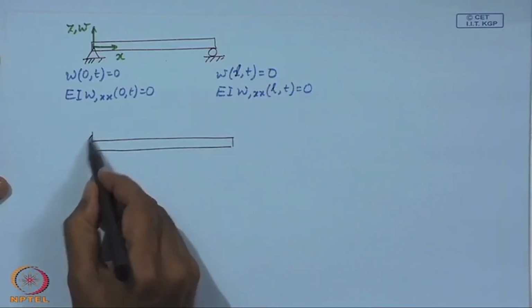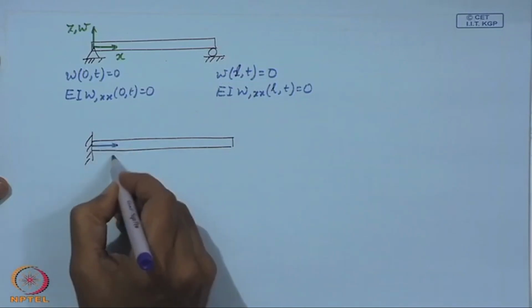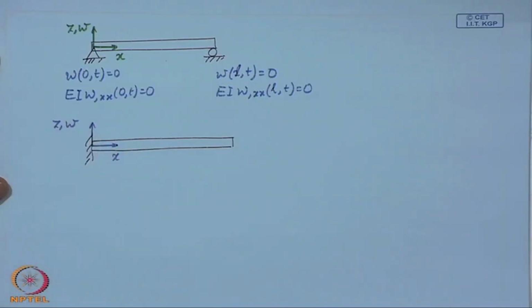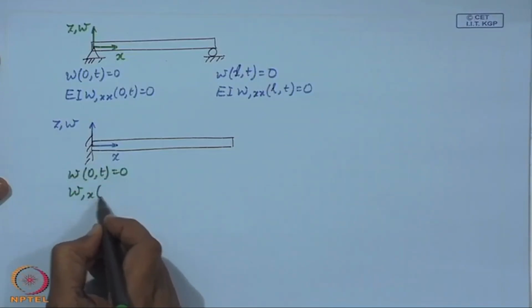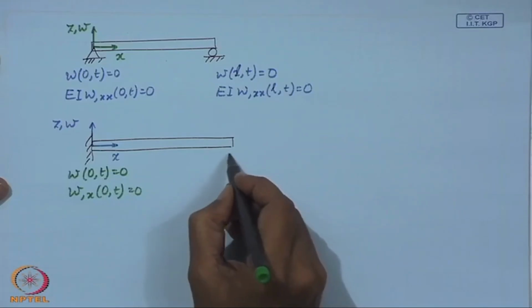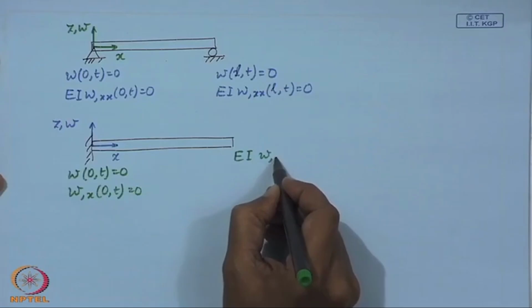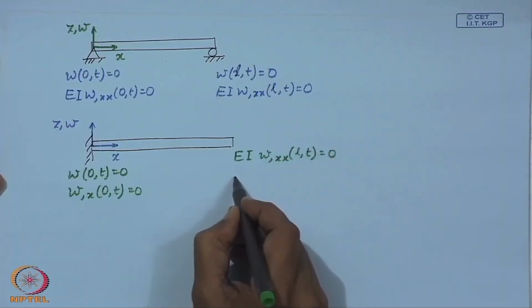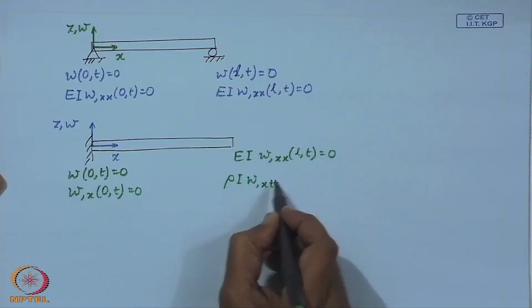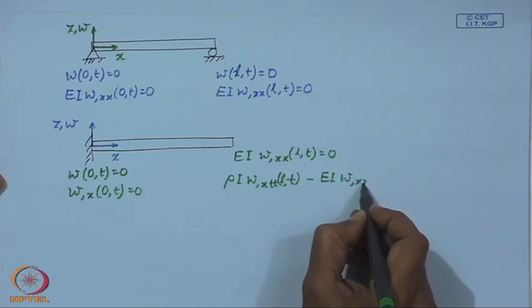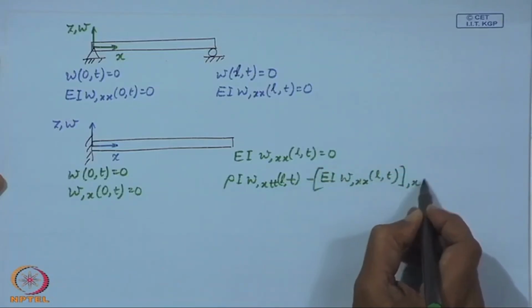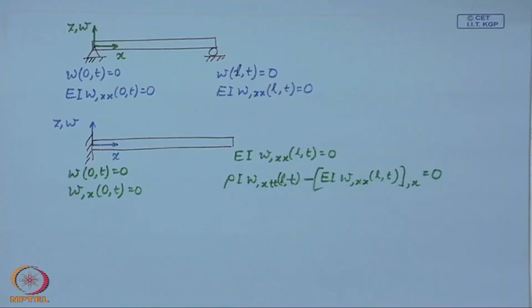for a cantilever beam, the boundary conditions here, deflection 0, and you know that slope is also 0. Here we have the shear force and the bending moment to be 0. So, these are two examples that we have considered where we have written out the boundary conditions.